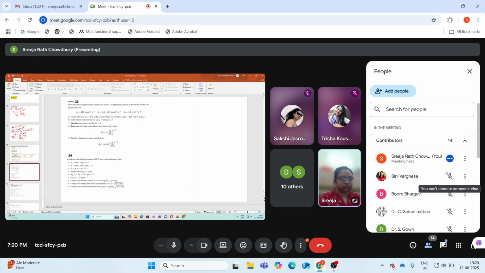2.18 into 10 to the power minus 8. Very good. This is the correct answer. Now I am going to solve it. This is 23.